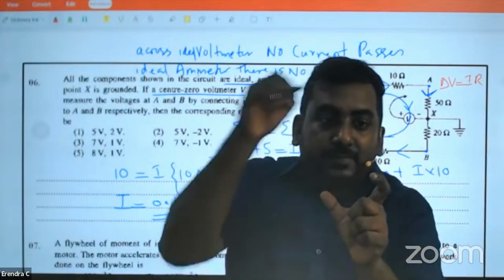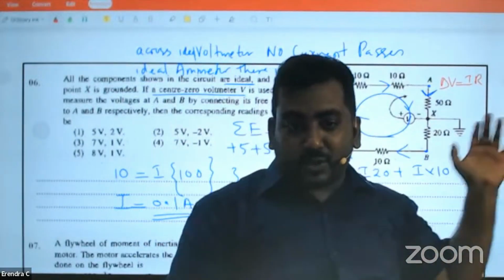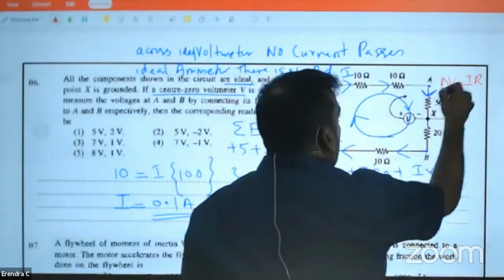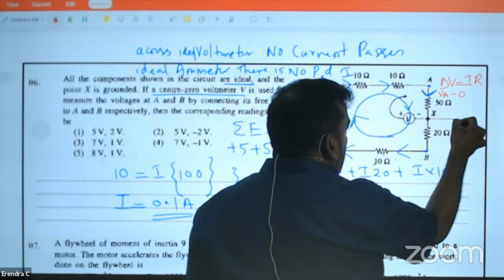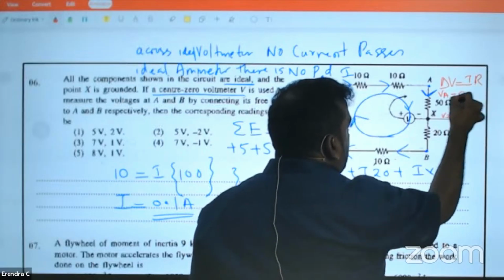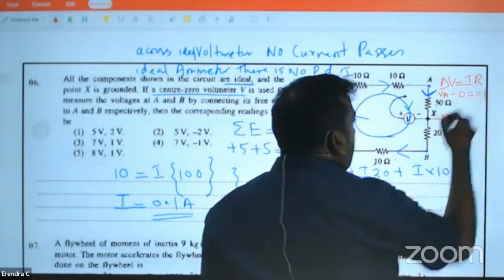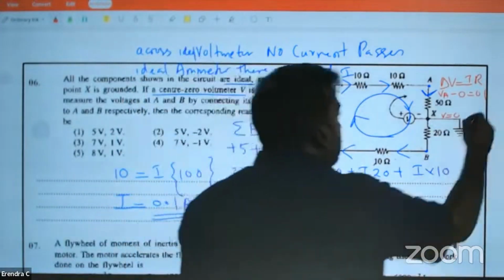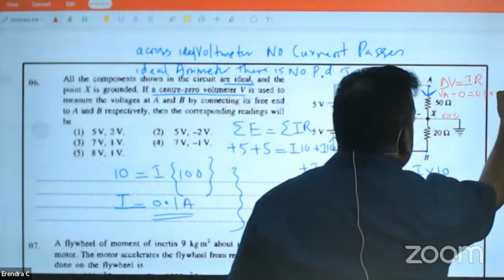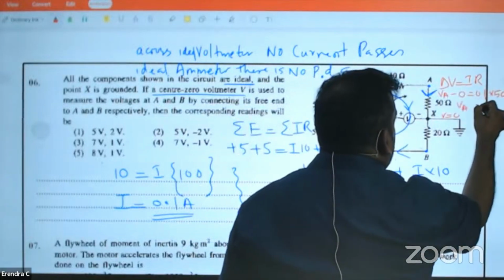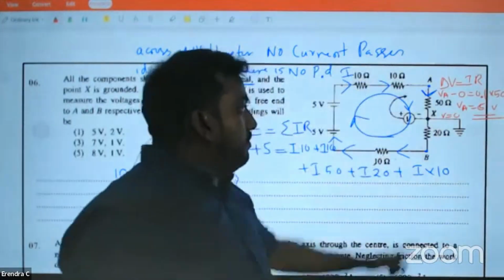Delta V is change. Higher minus lower. Lower has been grounded. Grounded means what? Zero, like I'm showing here. Now, high to low. Potential at A minus potential at X, which is zero, grounded. Here grounded. Can you see? Potential difference. What is the current passing through? Current passing through is 0.1 times resistance, 50. So what is the potential at A? Potential at A is 0.1 times 50, 5 volt here.